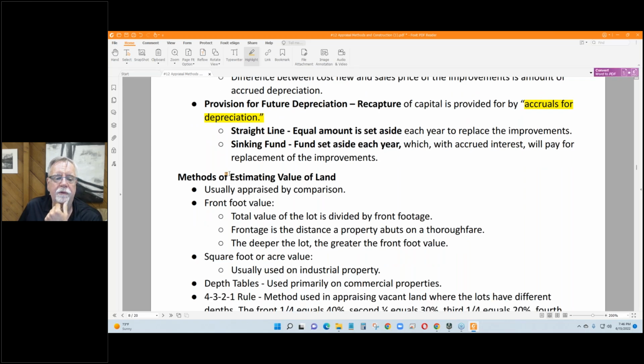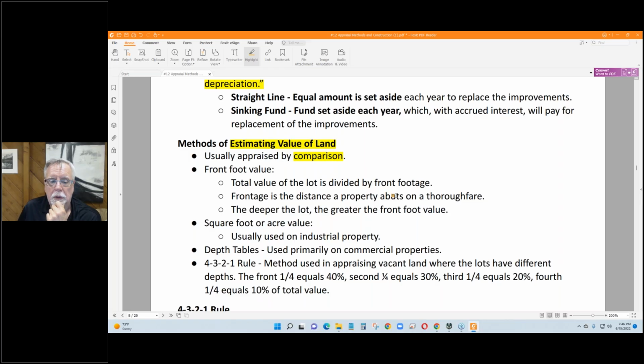And then we have estimating the value of land. It's usually by comparison. Comparison means market data. There's something called front foot value. Front foot value is the total value divided by the front footage. Frontage is a distance measurement. The deeper the lot, the greater the front foot value. I got an example.